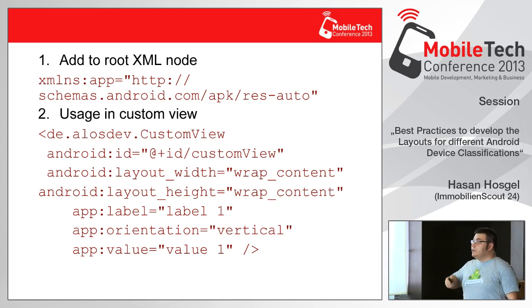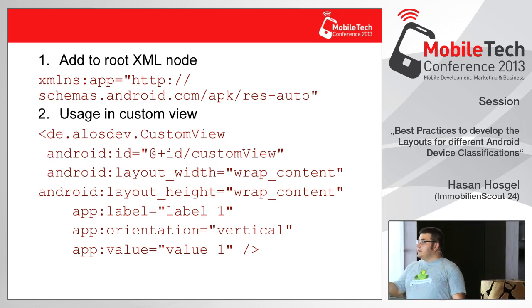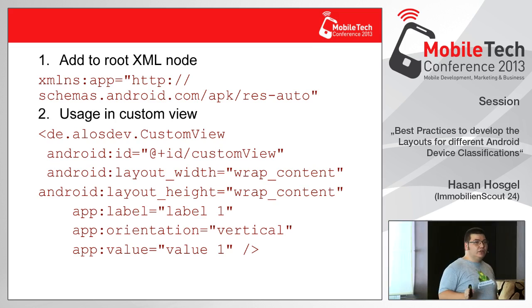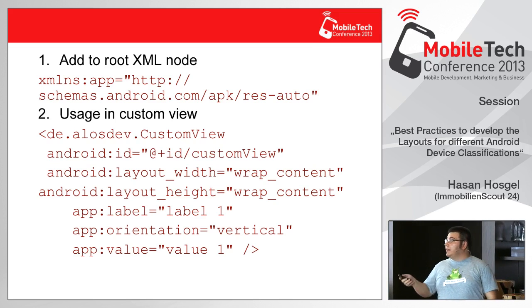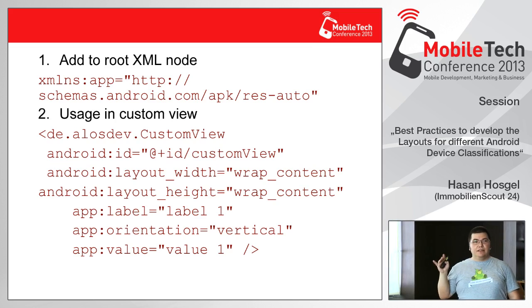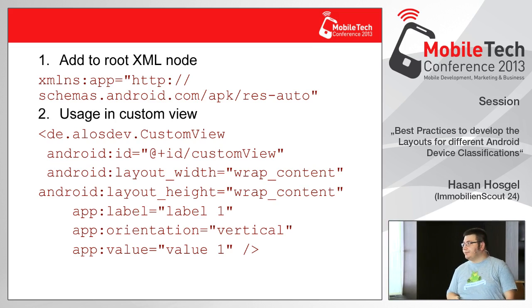And with that, we can use it in the view. We just say app:label, app for our namespace, then we say the attribute and put our value in that. Here we set it just as hard-coded, but as I said, you can also use a reference.